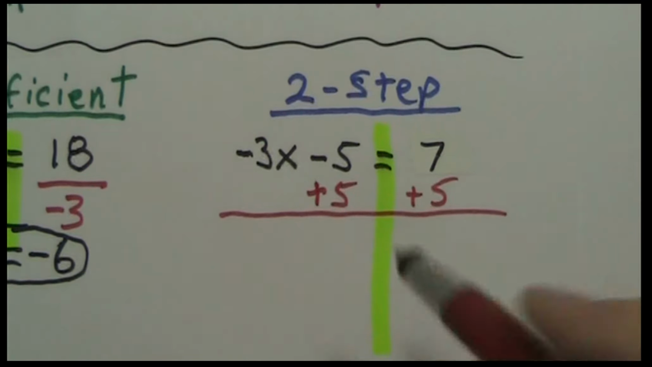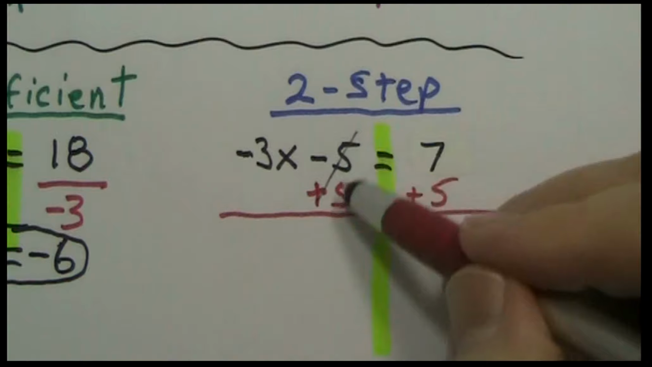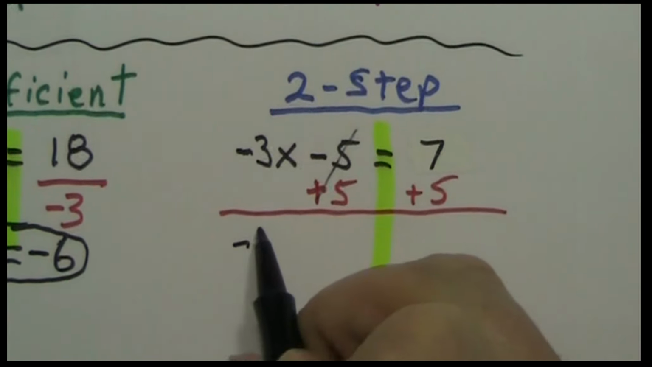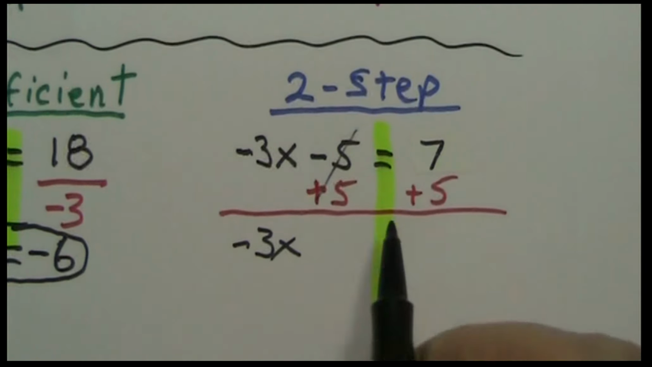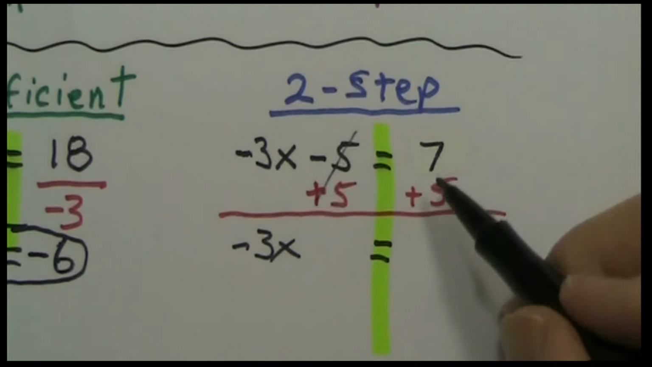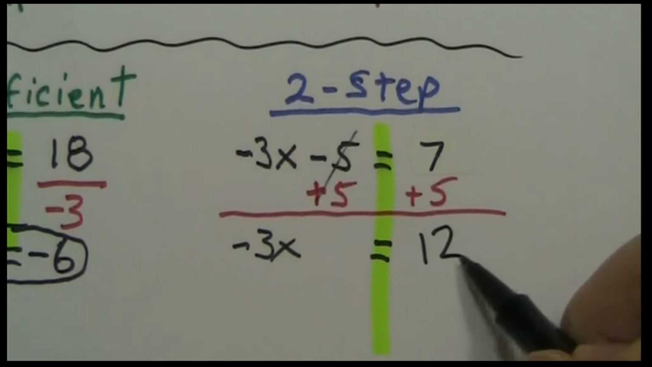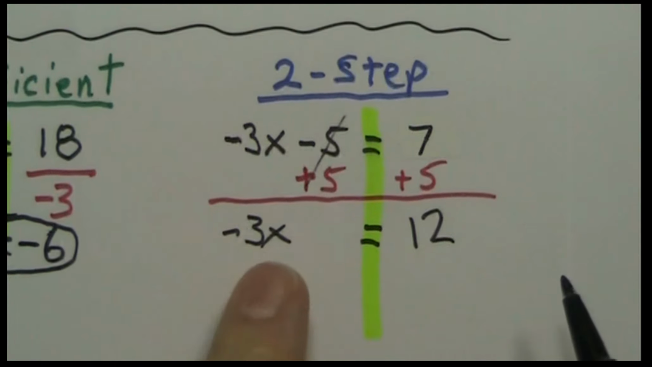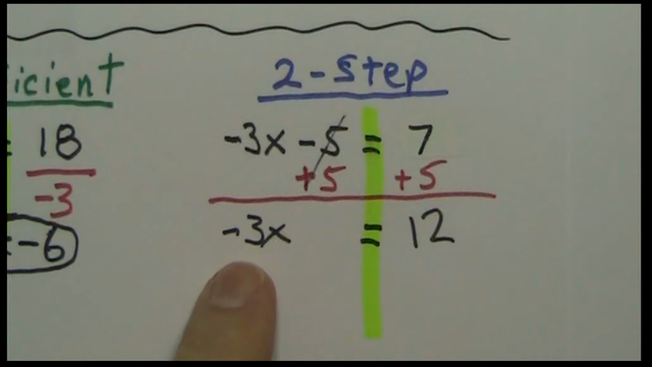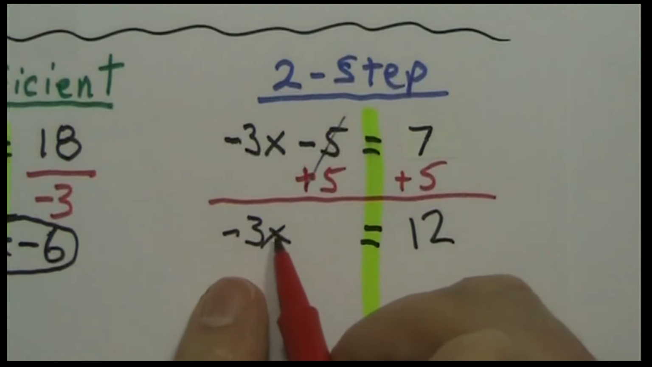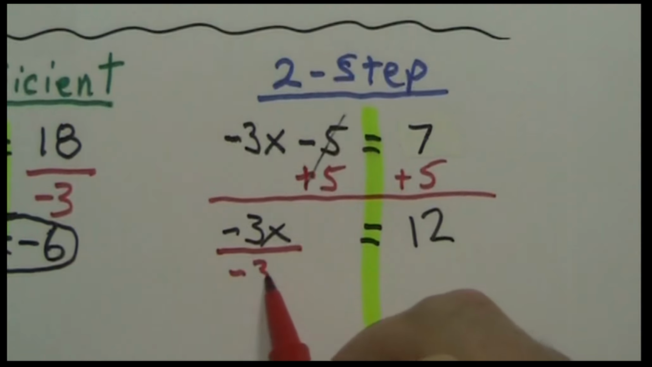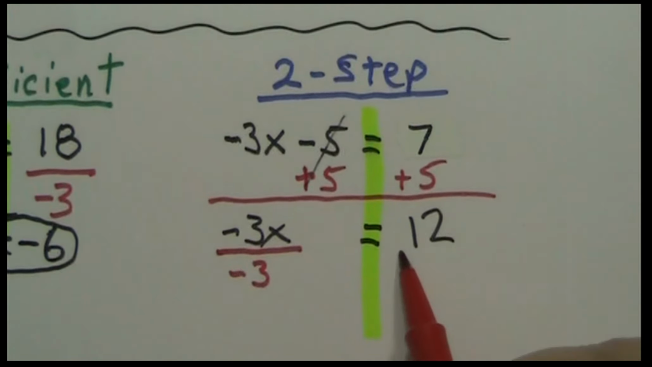And by doing that, this is 0, right? And what do you have left? You just have -3x. On the other side, we have 7 and 5. 7 and 5 makes 12. Okay, now we still have a coefficient. We need to get rid of it, eliminate it. Well, that's times. So you use the same number, but you have to divide. But we need to do it to the other side.